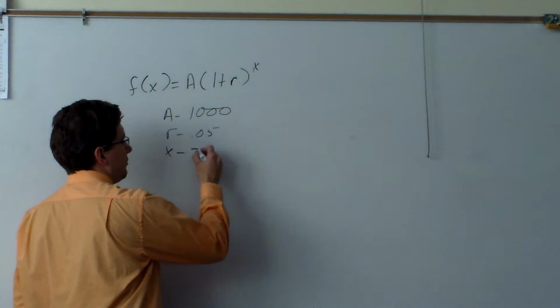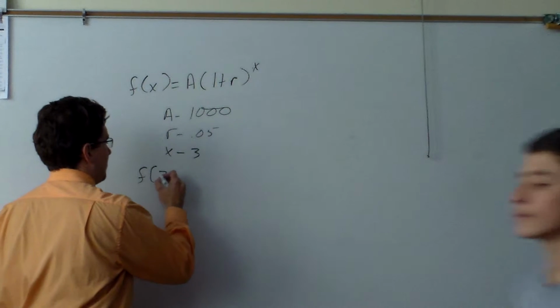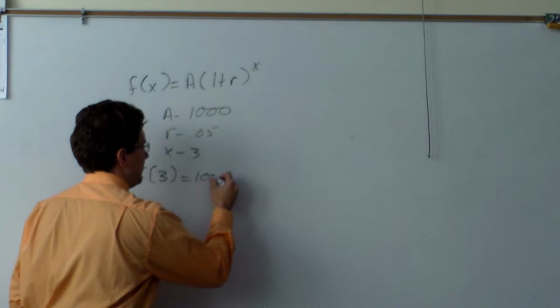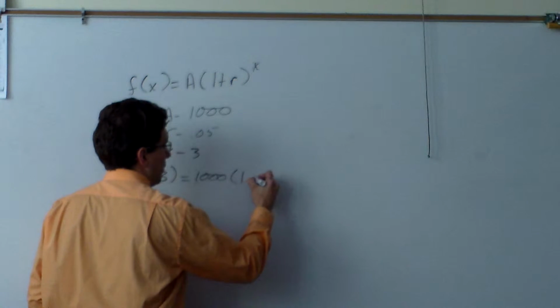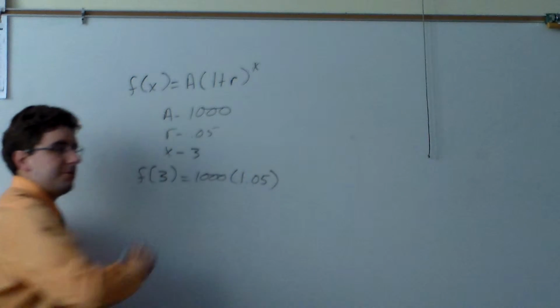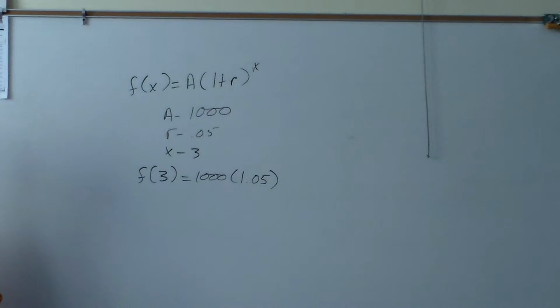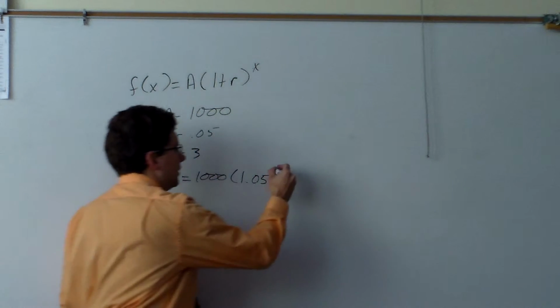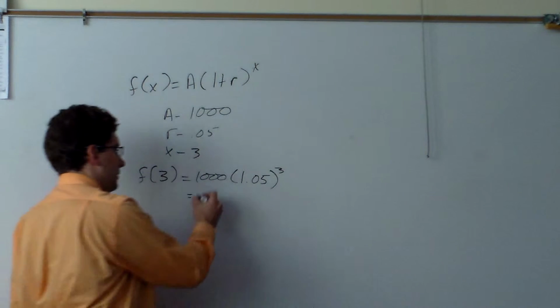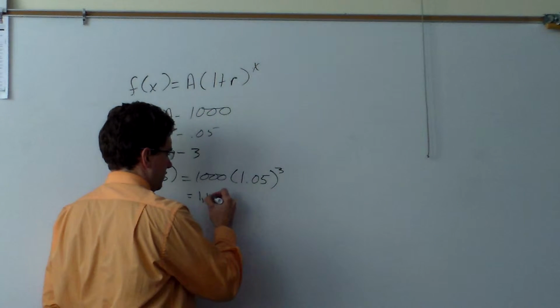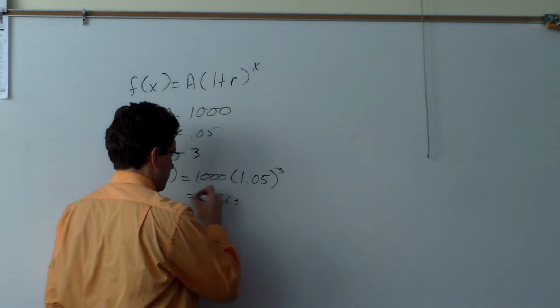X is going to be 3. So we're going to have f of 3 equals 1,000 times 1.05. I assume you all see where I got the 1.05 from. Okay? So third power. You run this through your calculator? Raul, what do you get? You get $1,157.63. Very good, Raul.